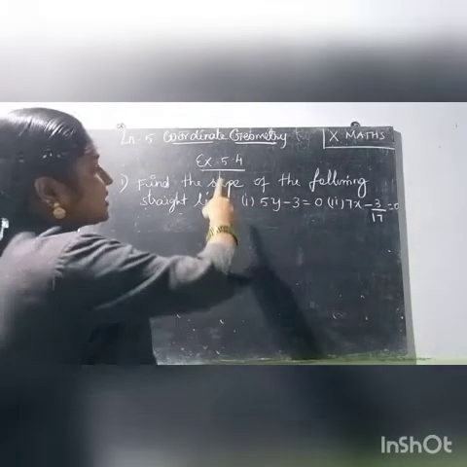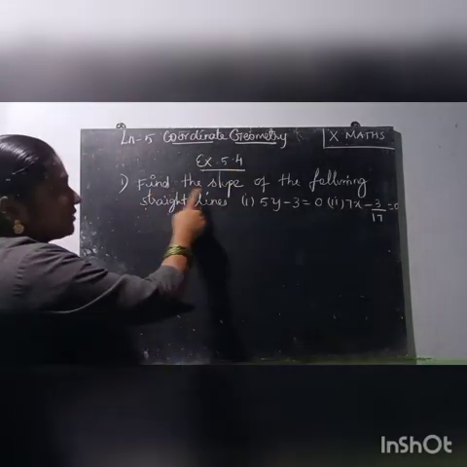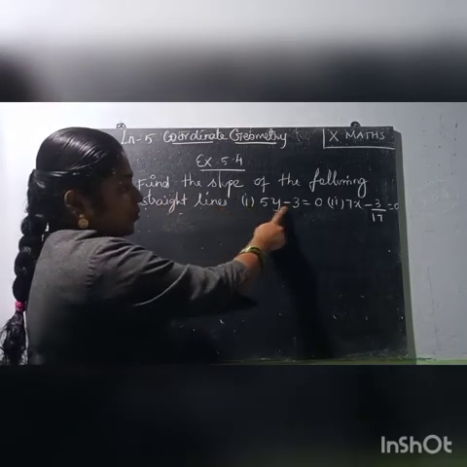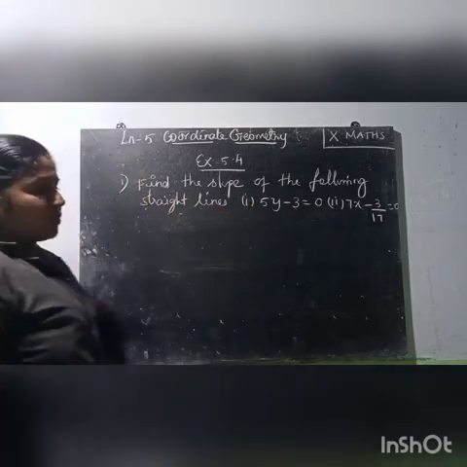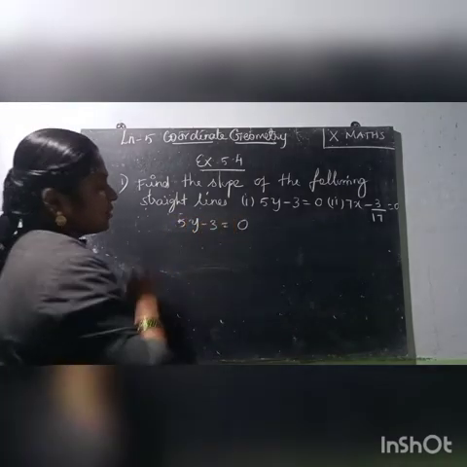See, now we are going to see exercise 5.4. This is our last exercise in the 5th chapter. Find the slope of the following straight lines. 5y minus 3 equal to 0. So the given equation is 5y minus 3 equal to 0.